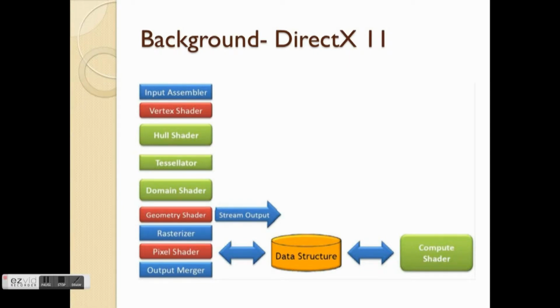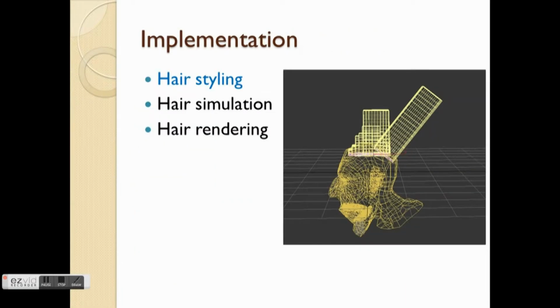We will simulate our hair string on the computing pipeline and then transfer the data to the rendering pipeline. One very key component of this rendering pipeline is the tessellation engine, shown in the green block right here. We will use the tessellation engine to tessellate and interpolate the remaining hair strings as we've seen before.